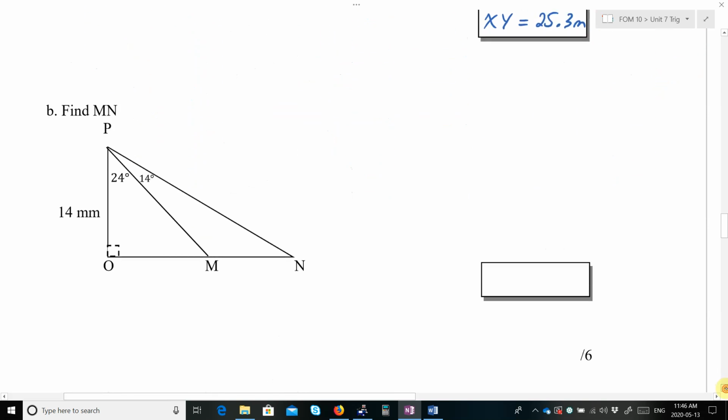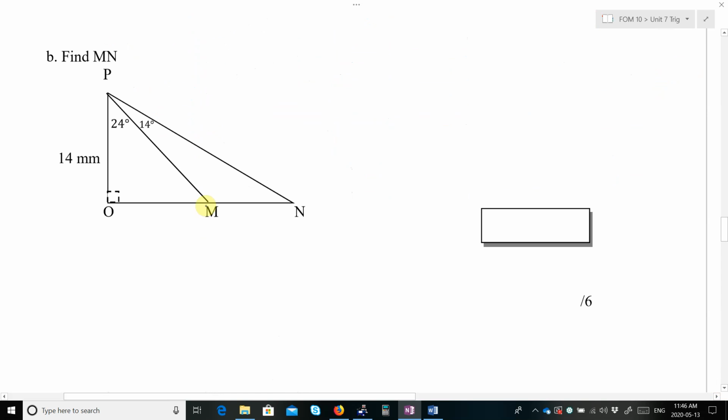Two triangle problems. In letter B, they want us to find MN. This one is going to be a subtraction question. Because what you do is you use the whole big 90-degree triangle to get the distance from O to N. And then you use this smaller 90-degree triangle here to get that distance from O to M. And then we subtract those two lines, right? We subtract these to leave this little piece right here.